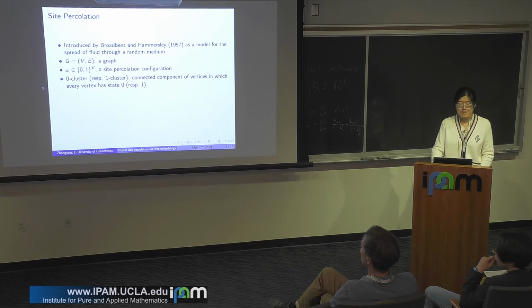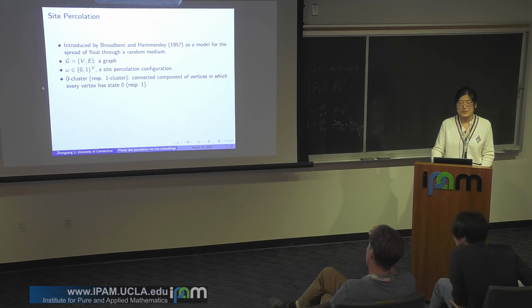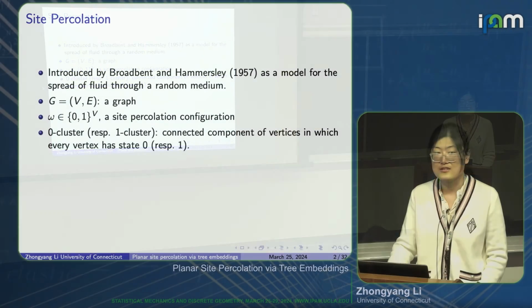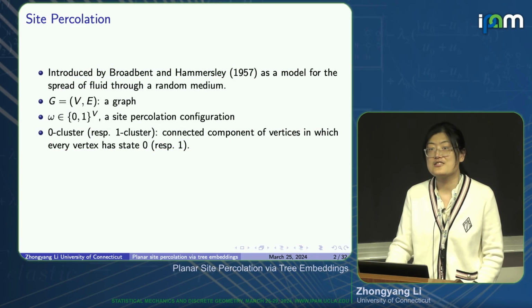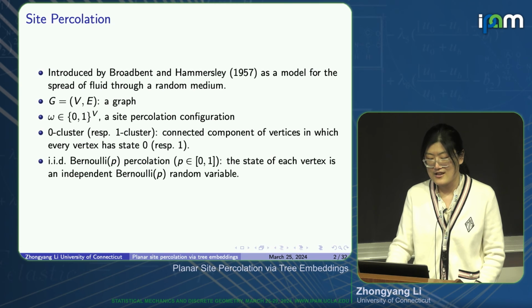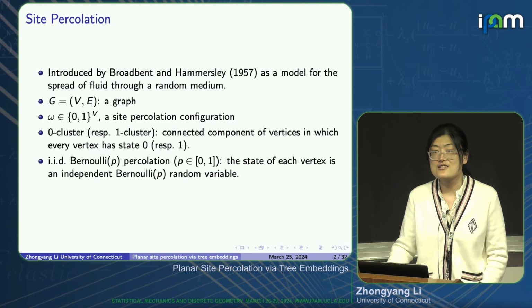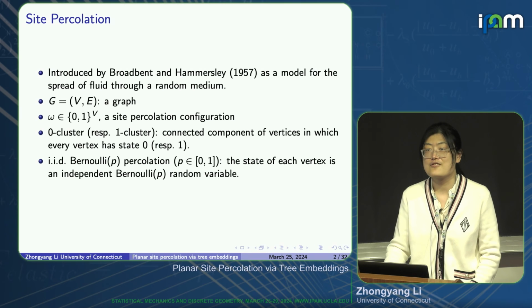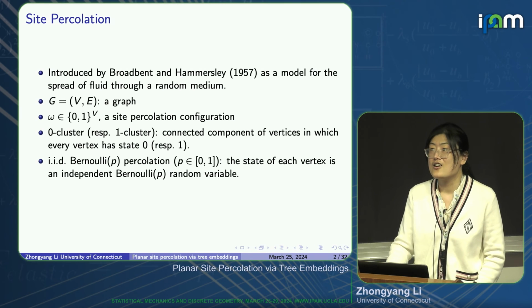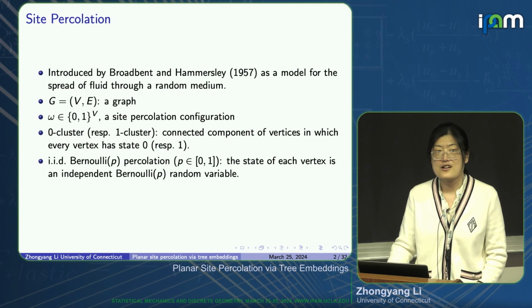A zero cluster in a percolation configuration is a connected component in which every vertex has state 0, and a one cluster is a connected component in which every vertex has state 1. Once we have a percolation configuration, we consider all the possible configurations on a graph. All those possible configurations form a sample space, and then we define a probability measure on this sample space.